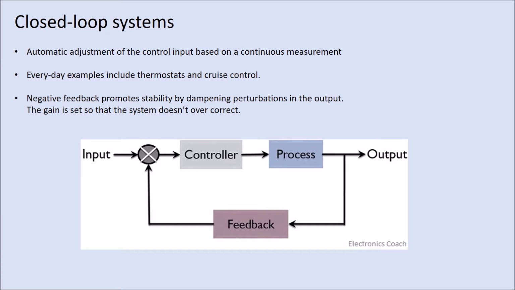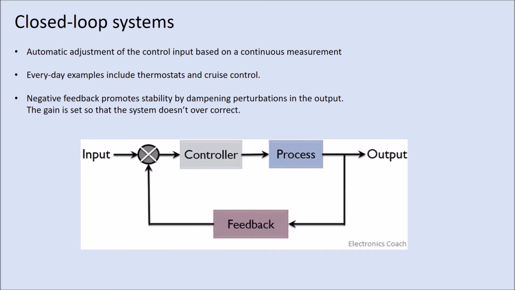Alright, so last week we started to talk about feedback control. In particular, we discussed open loop control systems. This week we're going to start to talk about closed loop systems, where we introduce this notion of automatic adjustment of whatever the control input was based on some measurement. So we're introducing this concept of a feedback loop.